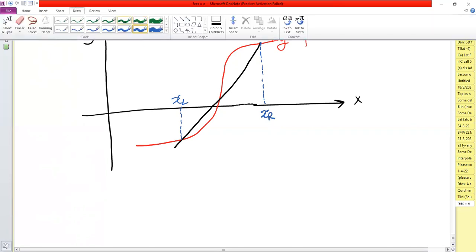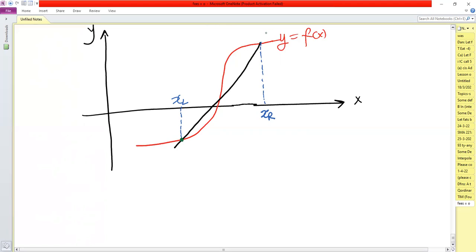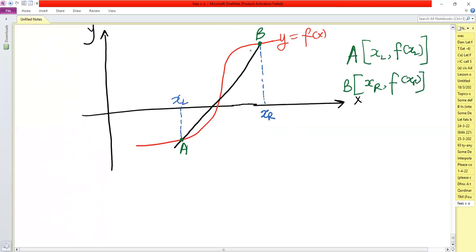Let's call this point A, and let's call this point B. So the coordinates of point A are xl, f of xl, while the coordinates of B are xr, f of xr. Now, obviously, f of xr, you can see from this graph, is positive, and f of xl is negative, because its value is below the x-axis.